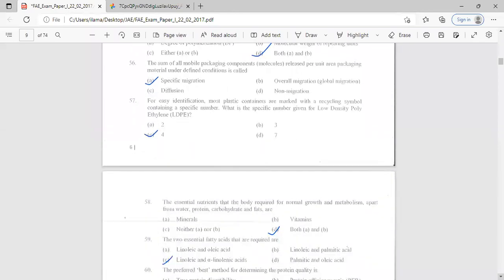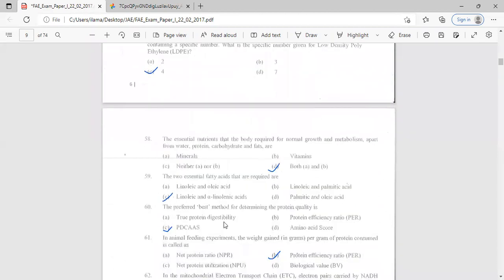Next question. The essential nutrients that the body requires for normal growth and metabolism, apart from water, protein, carbohydrate and fat, are minerals and vitamins. So both A and B. The two essential fatty acids that are required for the body are linoleic and alpha-linolenic acids. And then the preferred best method for determining the protein quality is PDCAAS. Here the PDCAAS means protein digestibility corrected amino acid score.